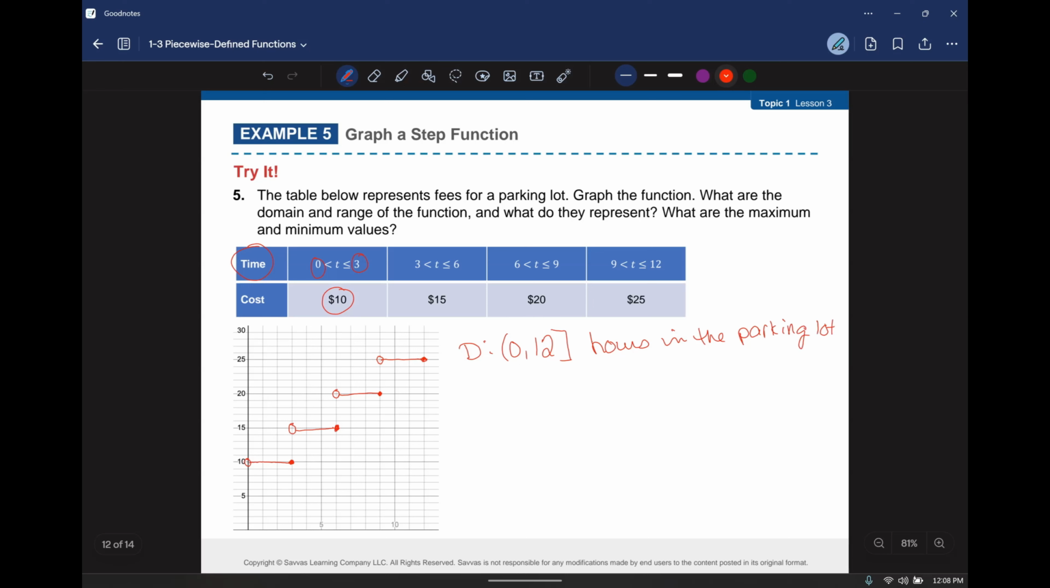My range, again, is either 10, 15, 20, or 25. So I'll list that as a set. 10, 15, 20, or 25. And that represents the cost of parking. All right, the minimum is going to be $10. And the maximum is going to be 25.